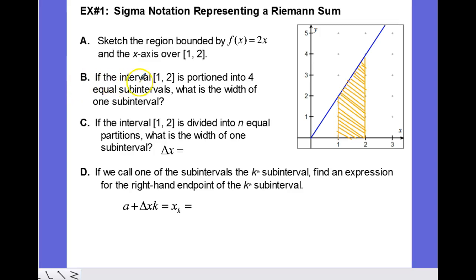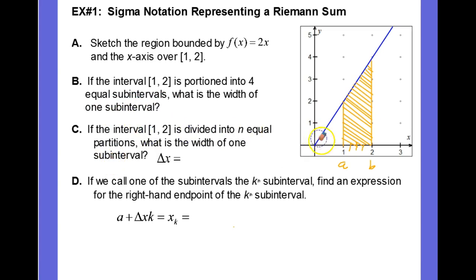So in part B, they say if the interval from 1 to 2 is partitioned into 4 equal subintervals, what is the width of one subinterval? So what I want to do is take this width, which is going to be 1, and divide it into 1, 2, 3, 4 equal intervals. Well, 1 divided by 4 is just 1/4. So that would be the width of one of my subintervals.